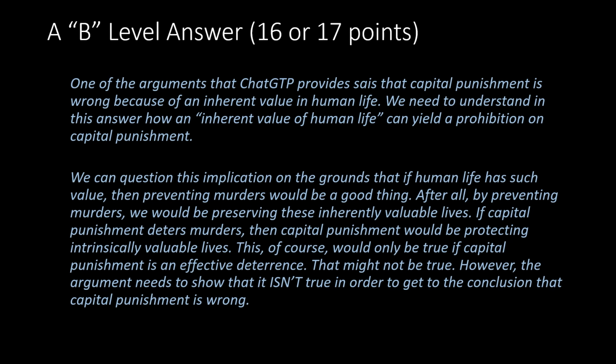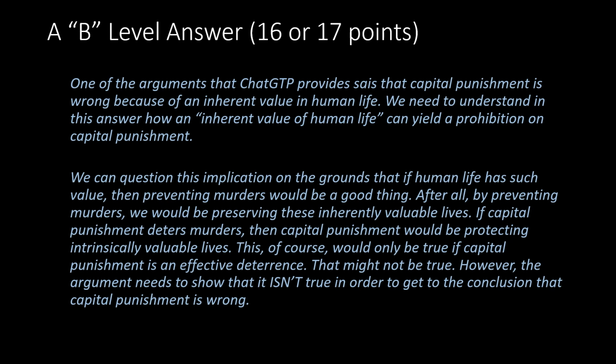This B-level answer actually responds to the argument that ChatGPT provided, and it provides a criticism of that argument by showing that its conclusion doesn't come directly from its premises. First, it states the argument, and it gives a reasonable interpretation of that argument. One thing to avoid is straw manning an argument, and this refers to the practice of giving a weak interpretation to an argument that's easy to criticize. This response then provides an objection to that argument by arguing that even if the claim is true that human life has intrinsic value, more needs to be said before one can get to the conclusion that capital punishment is wrong.